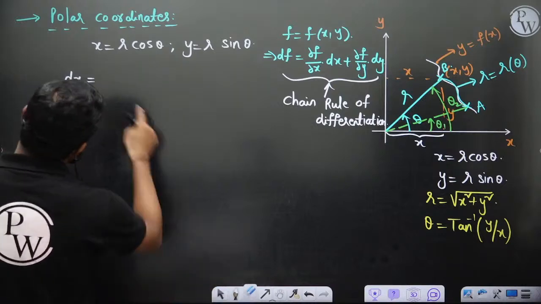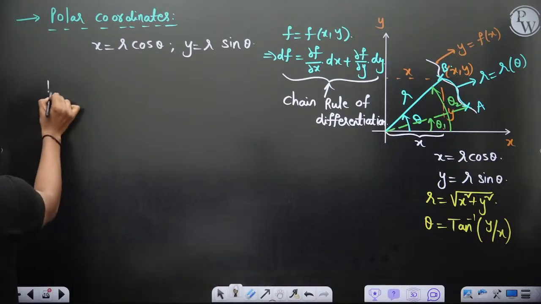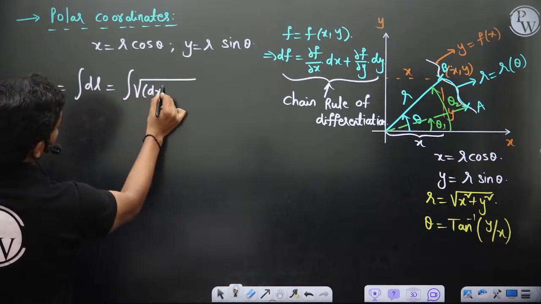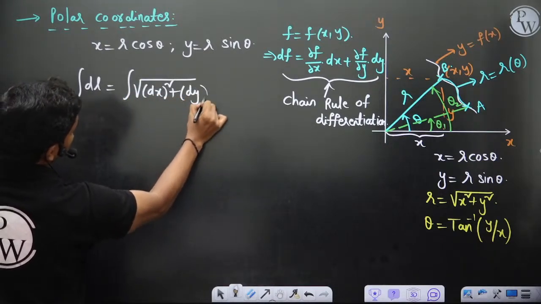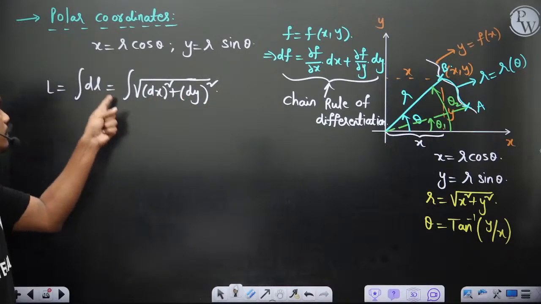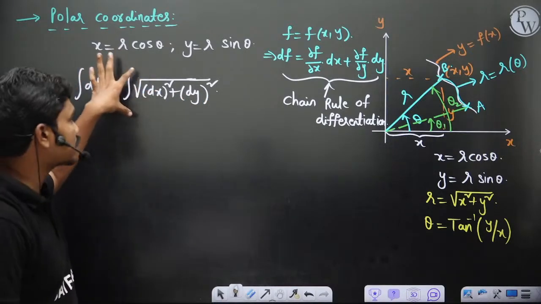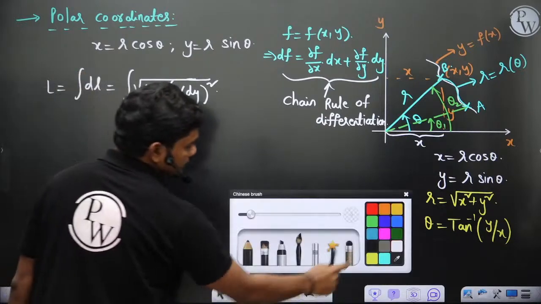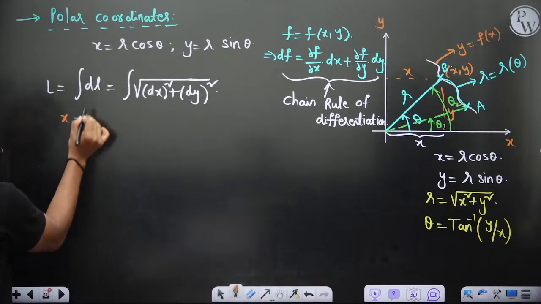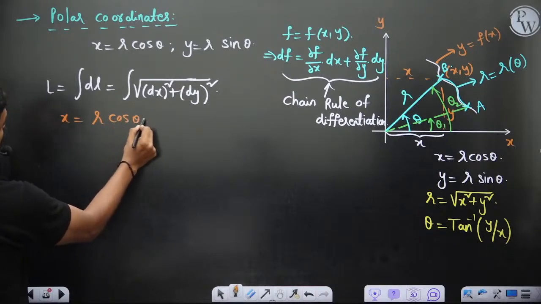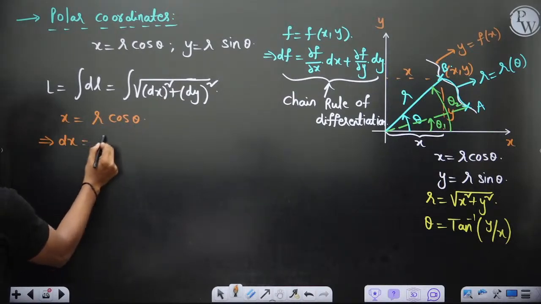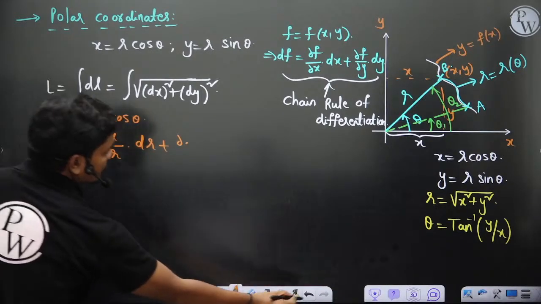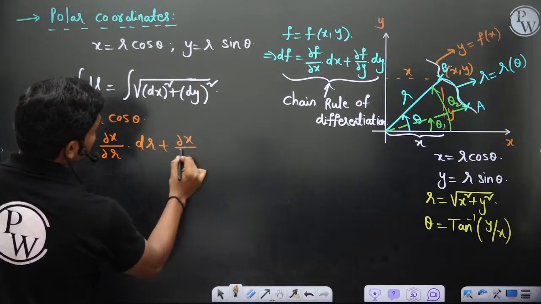So now, L is equal to the integral of dl, which is the integral of root of dx whole square plus dy whole square, of course. Depending on what you take common, the integral will have limits either in terms of x or y. So if x is a function of r comma theta, which is r cos theta, can I write dx is equal to dou x by dou r times dr plus dou x by dou theta d theta?